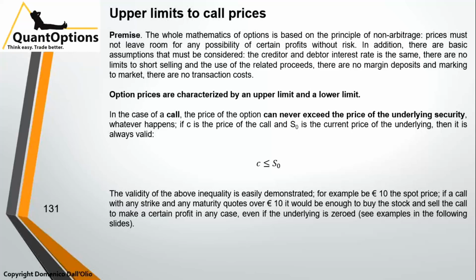In the case of a call, the price of the option can never exceed the price of the underlying security, whatever happens. If C is the price of the call and S0 is the current price of the underlying, then it is always valid that C is lower than or at most equal to S0. The validity of the above inequality is easily demonstrated. For example, say 10 euros is the spot price. If a call with any strike and any maturity quotes over 10, it would be enough to buy the stock and sell the call to make a certain profit in any case, even if the underlying goes to zero.